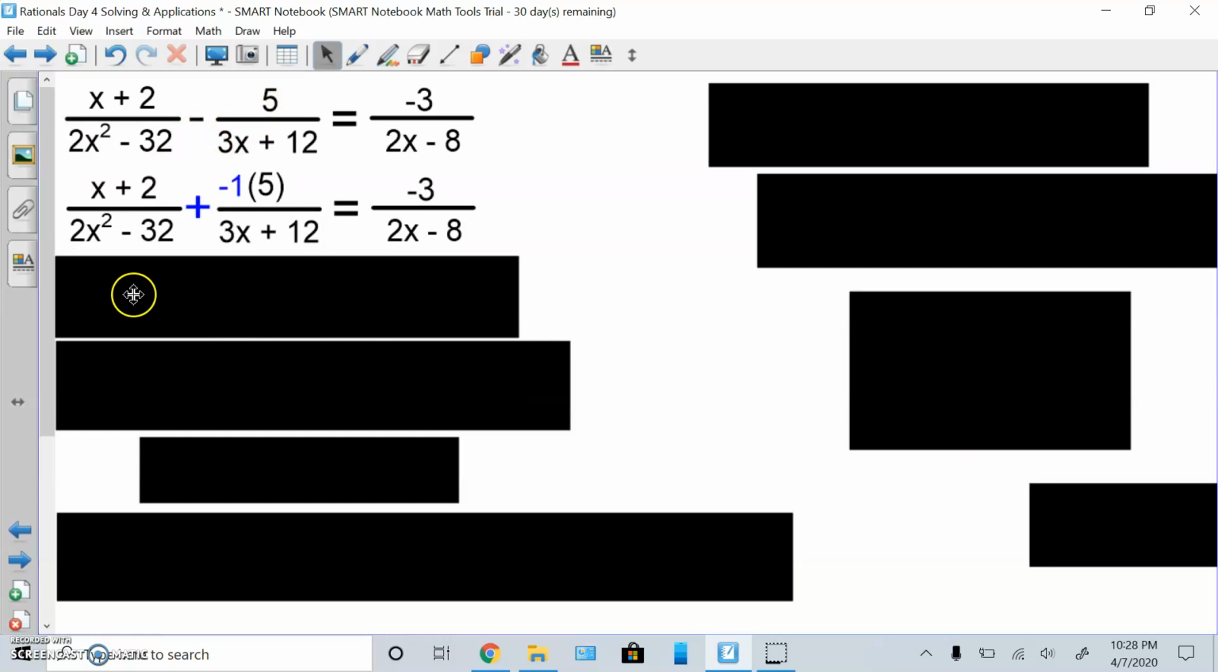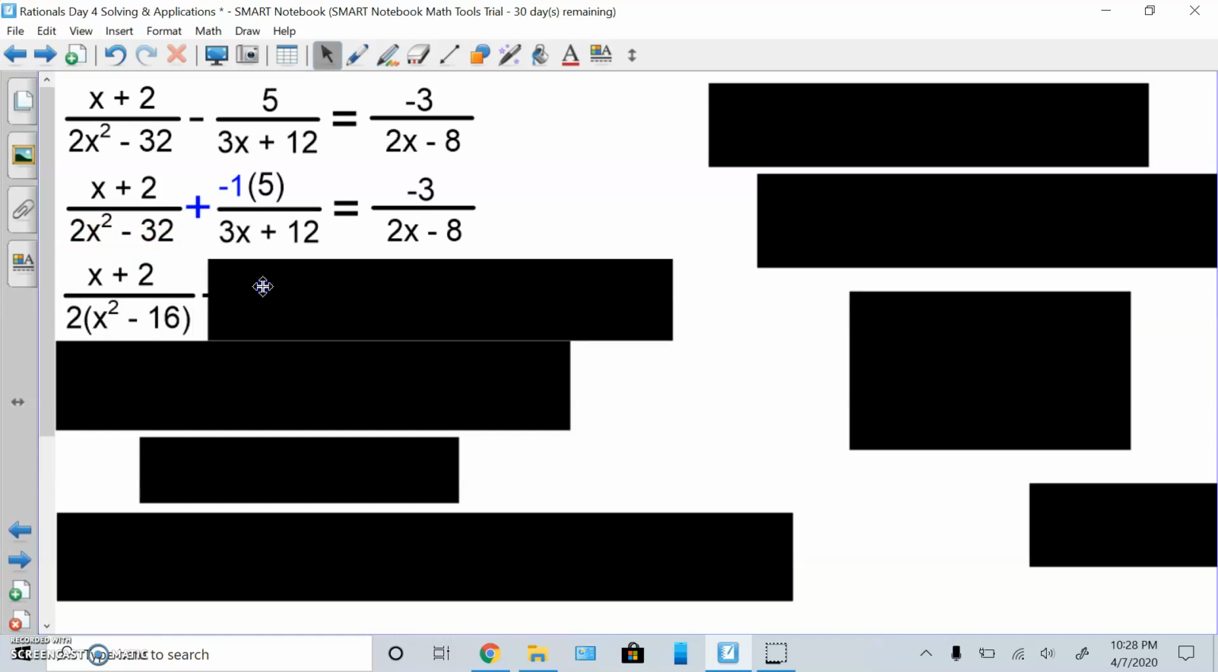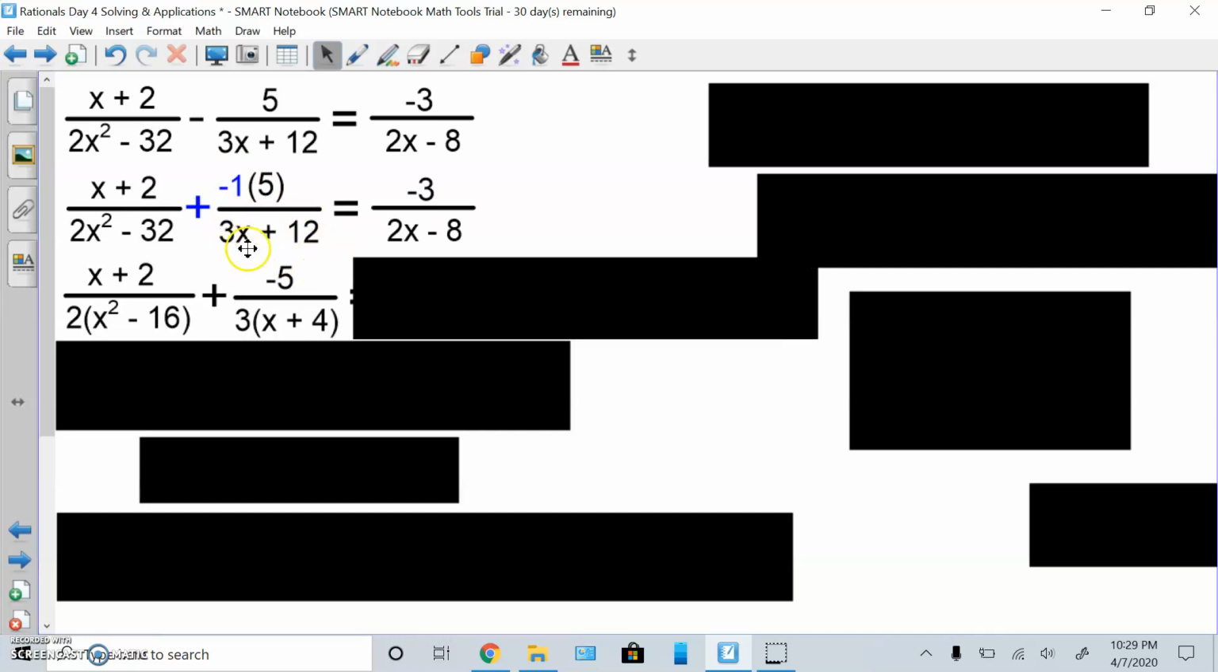Then you're going to factor the bottoms. So this first one, there's a GCF of 2. I take out 2. What's left over is x squared minus 16. Again, I like multiplying the negative 1 and 5 right away, so that's negative 5. This bottom has a GCF of 3.